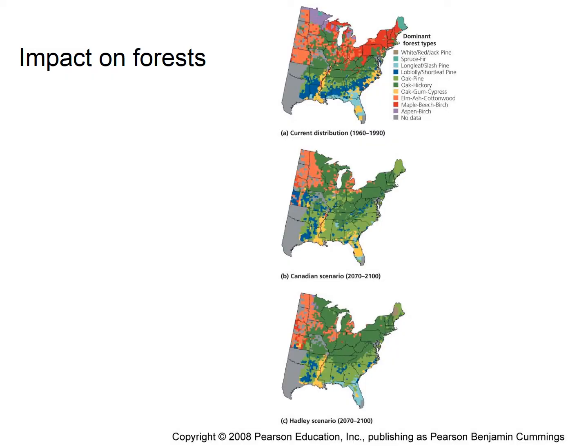Impact on forests. So remember when we were talking about biomes, right? Which forests are in what areas are dependent upon temperature and precipitation. So as those change, our forests are going to change. So here's kind of the current distribution. So here we are in the green area. So this is oak, hickory, oak pine forest. And then slightly north of us, we have this maple, beech, birch forest.